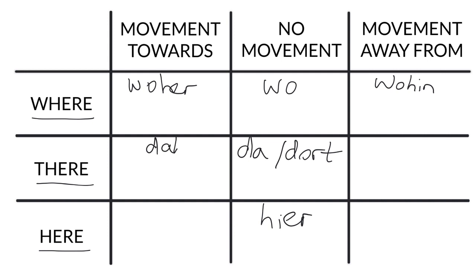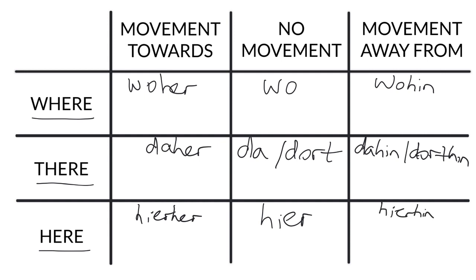Daher means from there towards the speaker, but dahin, and perhaps more commonly dorthin, is to there, away from the speaker. The word hier likewise has those variations. Hierher means to here, where the speaker is actually standing, where the action is happening. Or if the speaker is standing away from where the action is happening, then you'll say hierhin, to here, but the here is somewhere else.